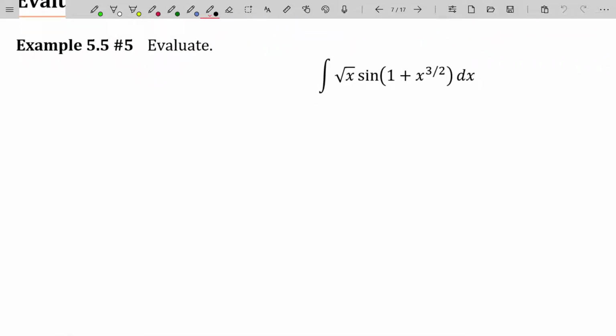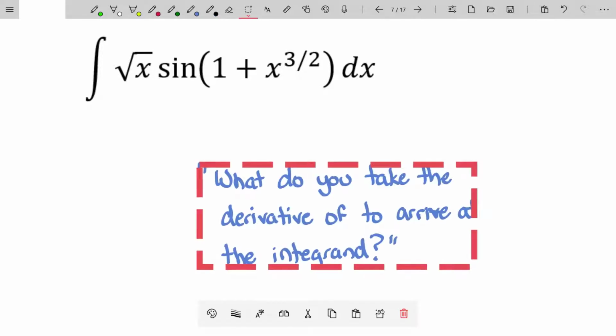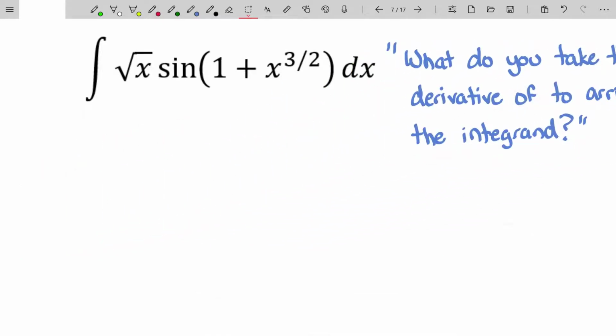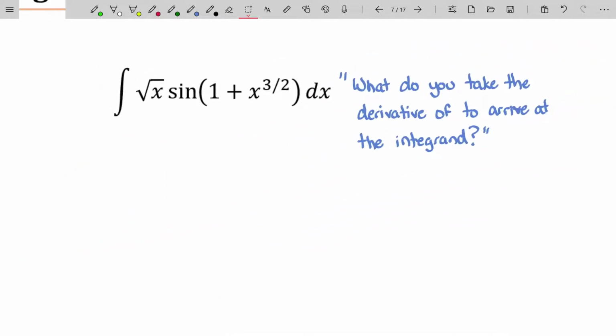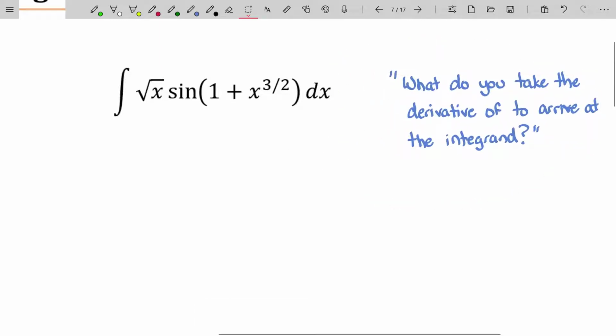Example, evaluate this indefinite integral. Now, do you happen to know what you would take the derivative of to arrive at that? That's the very first thing you should always ask yourself. What do you take the derivative of to arrive at the integrand? If you don't know, then that means you're probably going to use a special technique. An integration technique is what we'd call it. And the special integration technique that you will use here is a U substitution, because that's all you know how to use right now. There's a whole bunch of them, but for right now, the one that works beautifully on this is a U substitution.